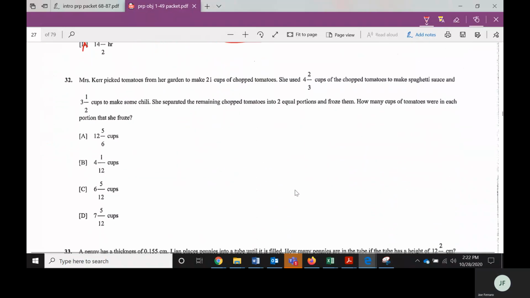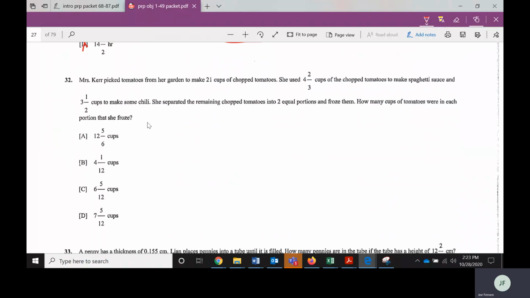32. They picked tomatoes from her garden to make 21 cups of chopped tomatoes. She used 4 2/3 cups of chopped tomatoes to make spaghetti sauce, and 3.5 to make some chili. She separated the remaining chopped tomatoes into 2 equal portions and froze them. How many cups of tomatoes were in each portion that she froze?